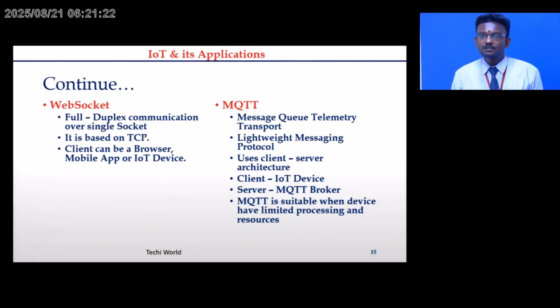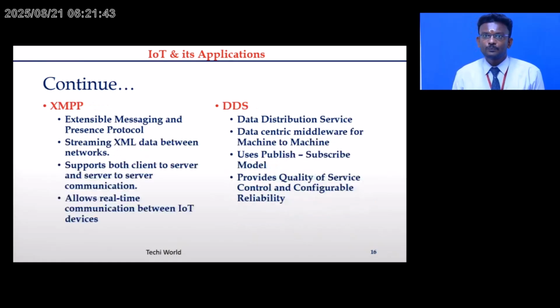And MQTT is the Message Queuing Telemetry Transport protocol. It is a lightweight messaging protocol. It uses client-server architecture, which means the client will be the IoT device and the server will be the MQTT broker. Through this broker, the data is transferred from one IoT device to another or from an IoT device to the cloud. And then XMPP is the Extensible Messaging and Presence Protocol.